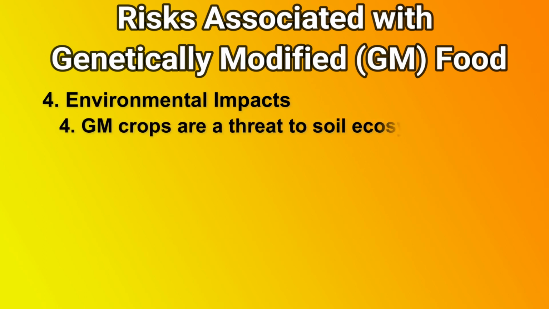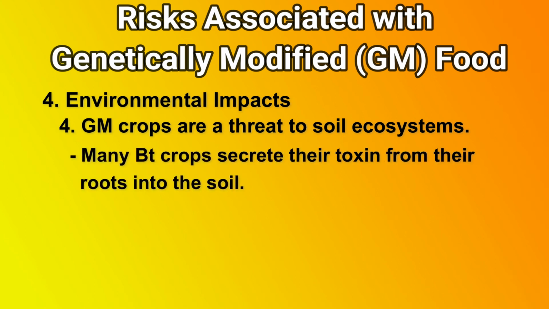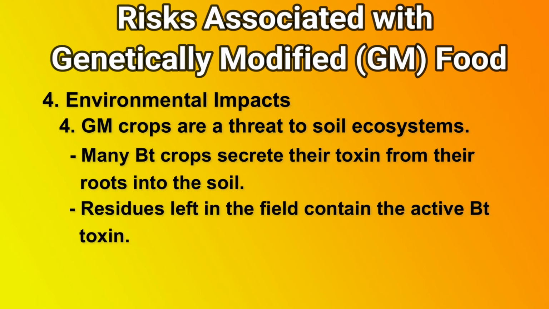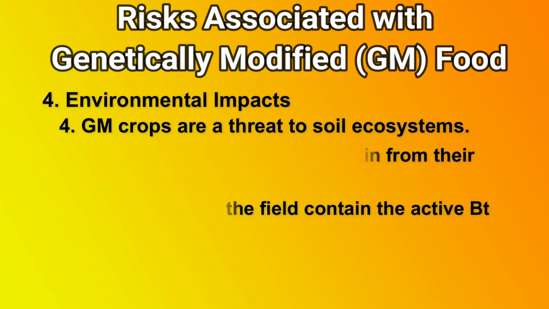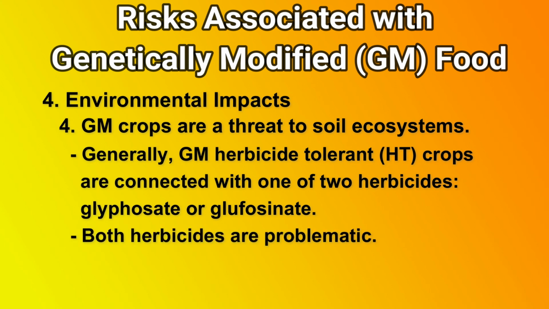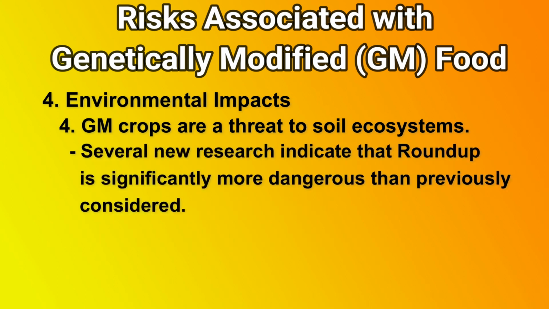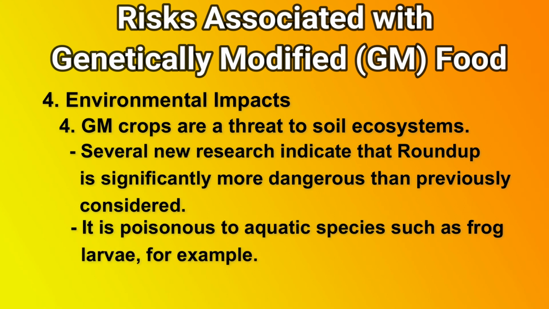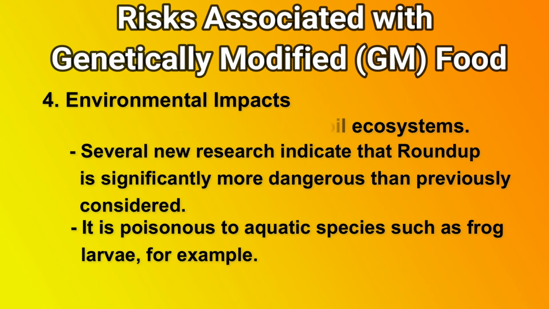Number 4. GM crops are a threat to soil ecosystems. Many Bt crops secrete their toxins from their roots into the soil. Residue left in the field contains the active Bt toxin. Generally, GM herbicide-tolerant crops are connected with one of two herbicides, glyphosate or glufosinate. Both herbicides are problematic. Several new studies indicate that Roundup is significantly more dangerous than previously considered. It is poisonous to aquatic species such as frog larvae, for example.